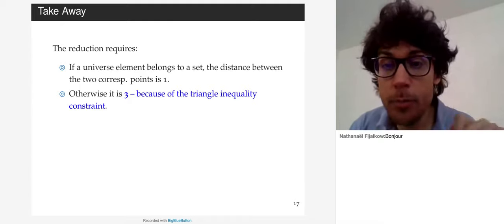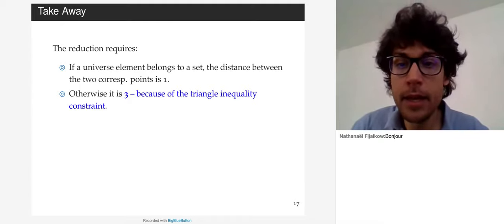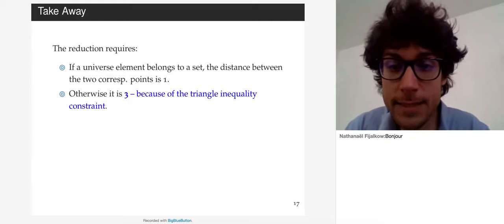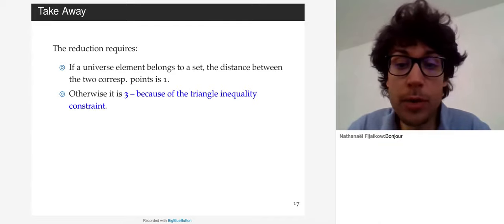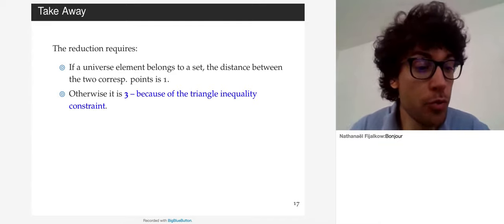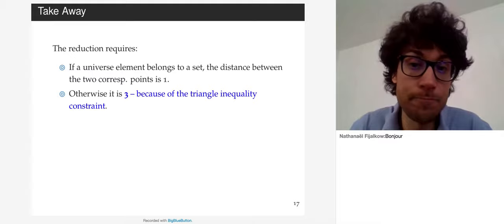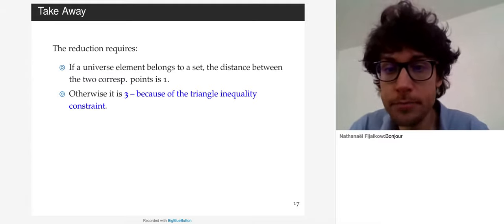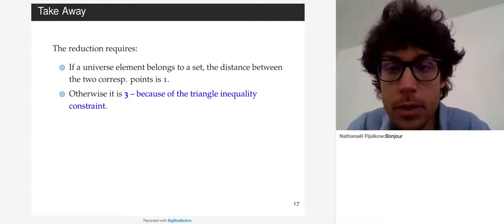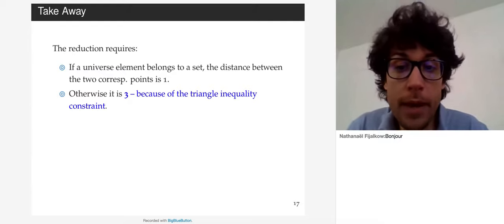I think this is the important part for understanding the algorithm part that is coming next. So the reduction requires 2 things. If a universe element belongs to a set, then the distance between the 2 elements is 1. That's the first thing. So if you are covered, then you pay 1. You don't pay less, you don't pay more, you pay 1. And otherwise, you pay 3.